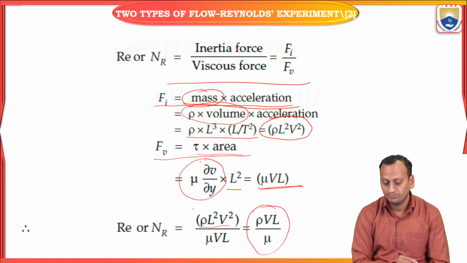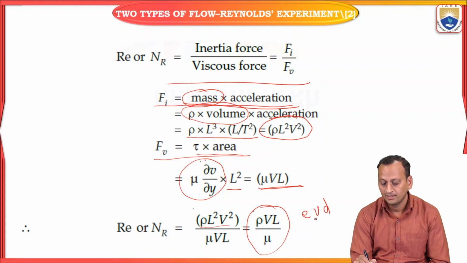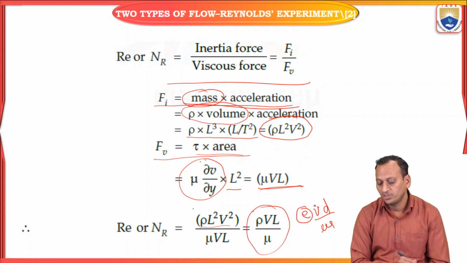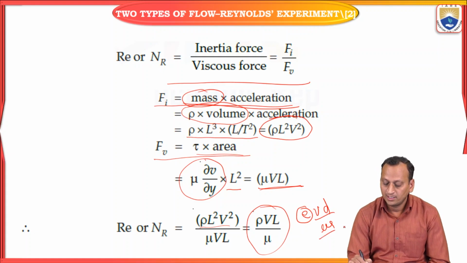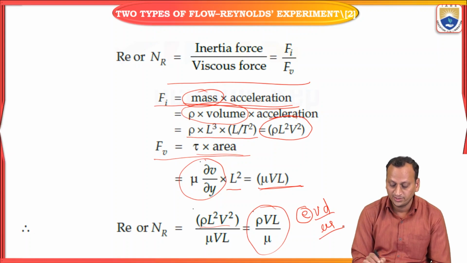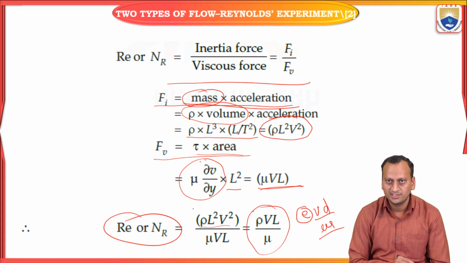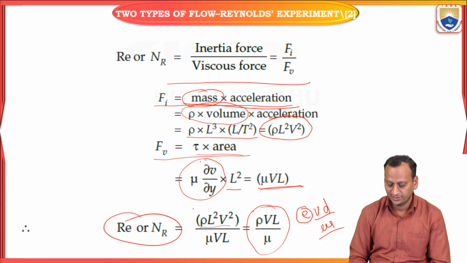So rho VL by mu or rho VD by mu. Based on this, if you substitute the density of the liquid, velocity of the liquid, diameter of the pipe, and viscosity of the fluid which is flowing through the pipe, then you can find out the Reynolds number. It is dimensionless, and based on that we can say which type of flow is going to exist.